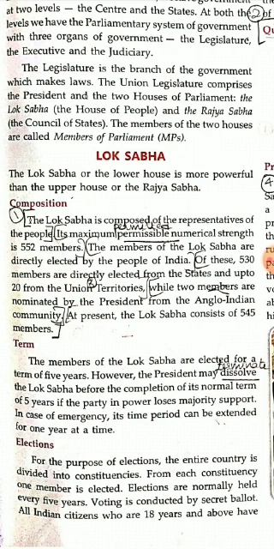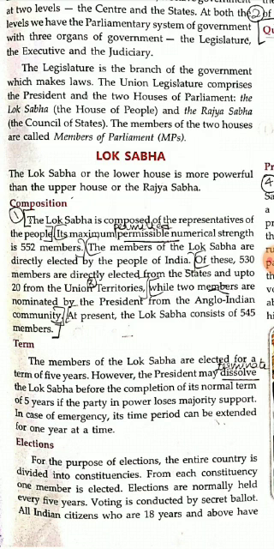Elections are normally held every 5 years. So every 5 years we have elections in our country. Voting is conducted by secret ballot. That is, we have a secret voting system in our country.